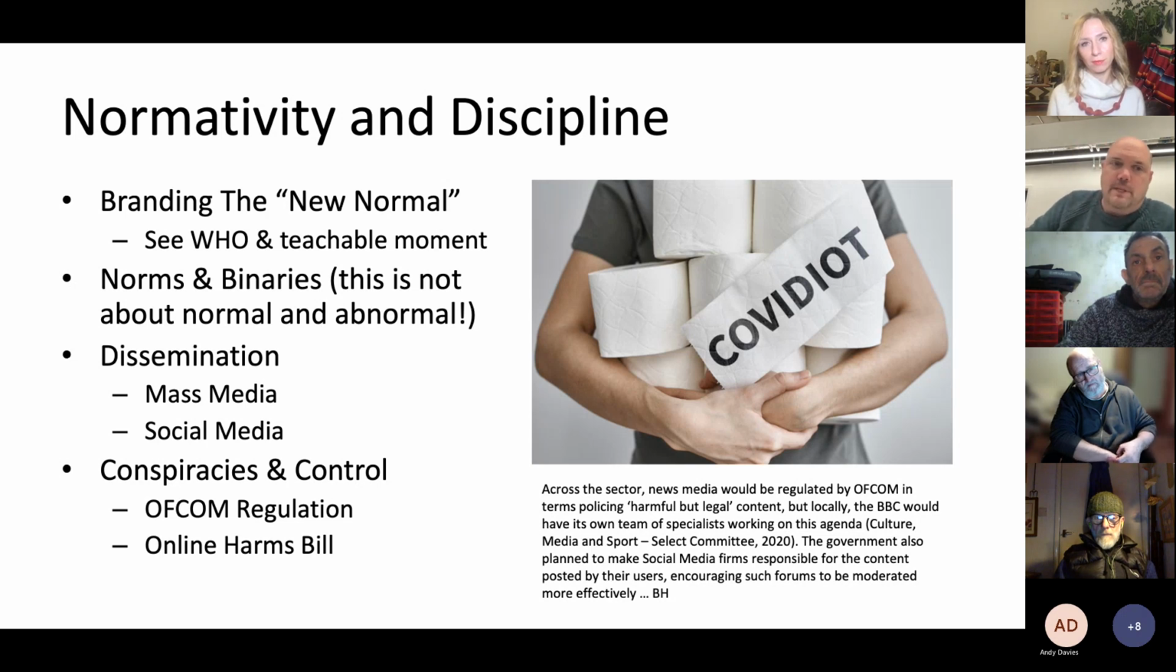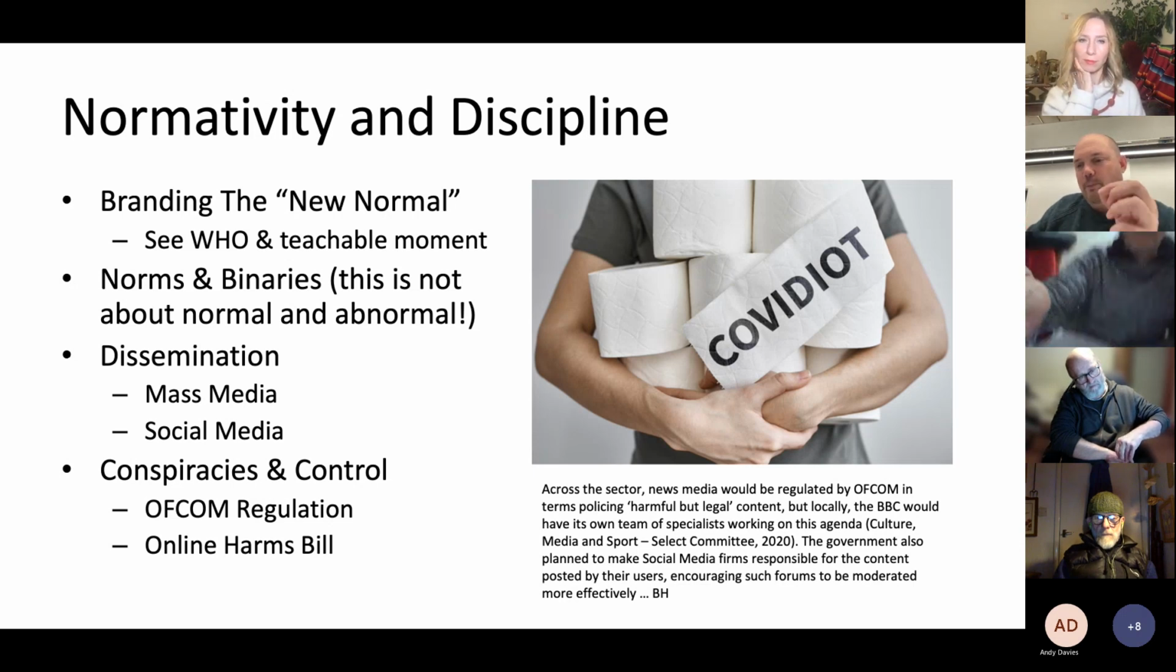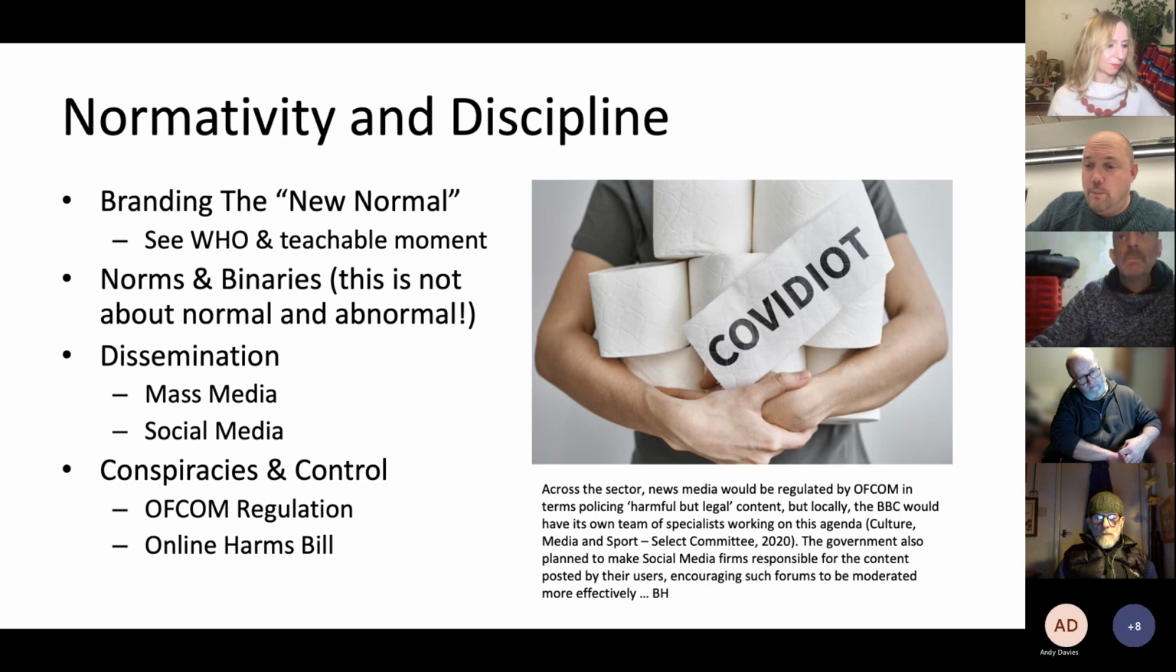Normativity and discipline. This is where we really start to see branding the new normal, because this is how the WHO introduced the teachable moment. And for Foucault, this is all about norms and binaries, but it's not really about the normal and abnormal. For Foucault, this is about the norm. What is the actual norm that we're talking about? It's the norm that's the important thing.